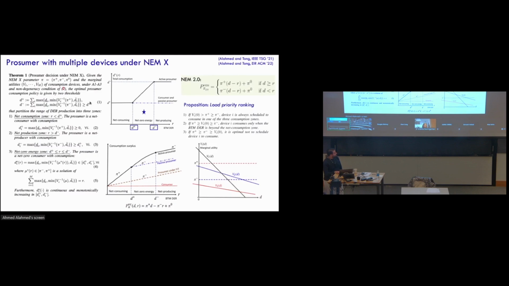We have a proposition here that says there is a load priority ranking rule. So if you have a lot of renewable generation, then you will schedule the devices that are less important. If you have scarcity in renewables, then you might defer exercising or charging your EV or operating your pool pump. You will wait until you have a lot of renewable generation. So there is a priority ranking for each load based on how much renewables you have behind the meter.